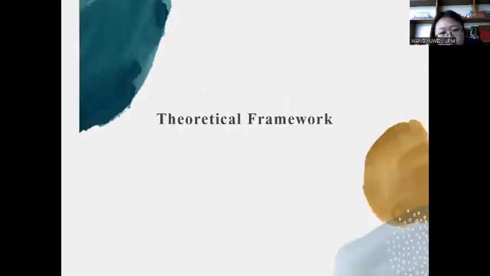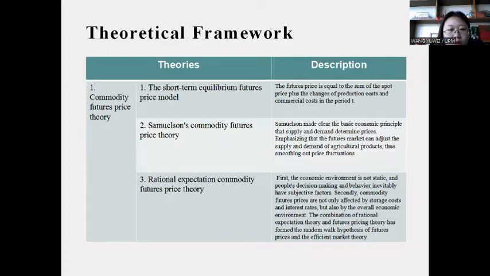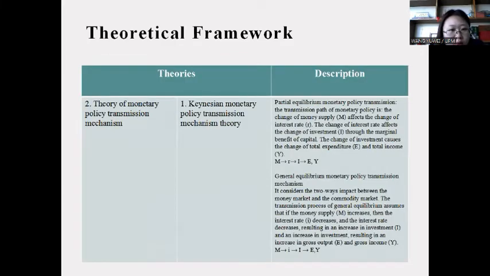And that's the theoretical framework. This paper wants to use quantitative future prices theory and the serial monetary policy transmission mechanism and some specific theories and their descriptions.